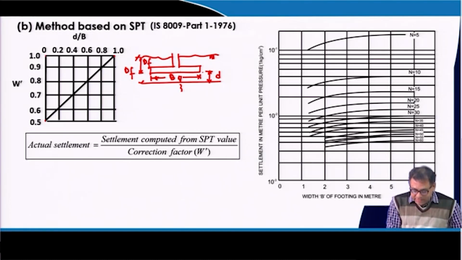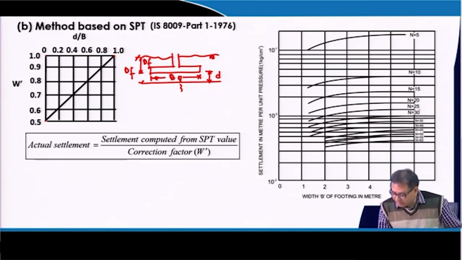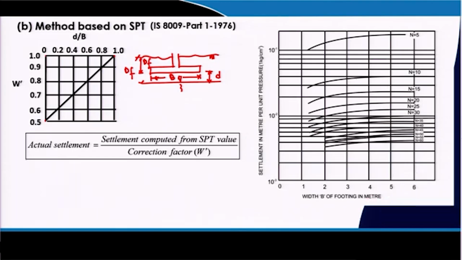And then once you get the corrected N value, how do you calculate the settlement? Here it is mentioned that first you have to calculate the settlement by SPT. Once you get the settlement, then you have to apply the corrections. So first let me explain how I will calculate that settlement, because you have the SPT value and you know the width of the foundation. So, corresponding to that N and the width of foundation, you will get the settlement in meter per unit pressure.